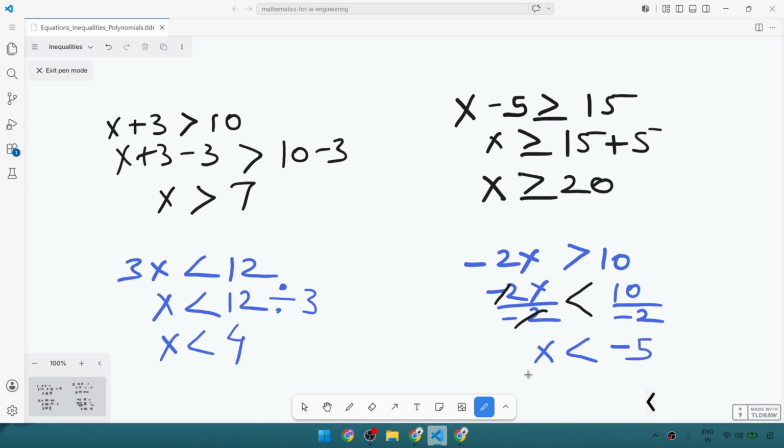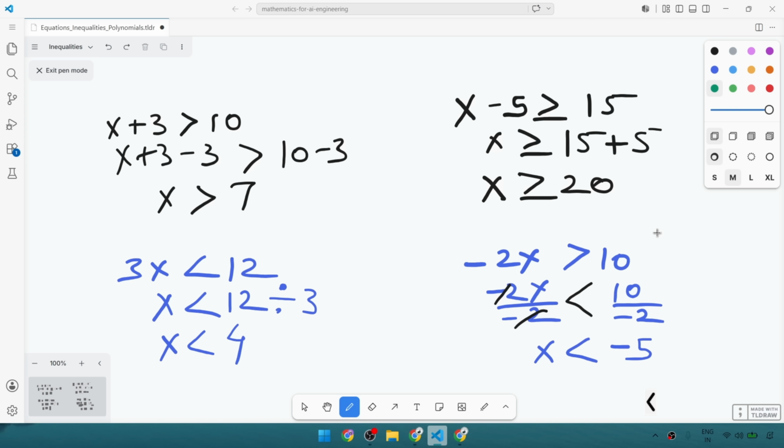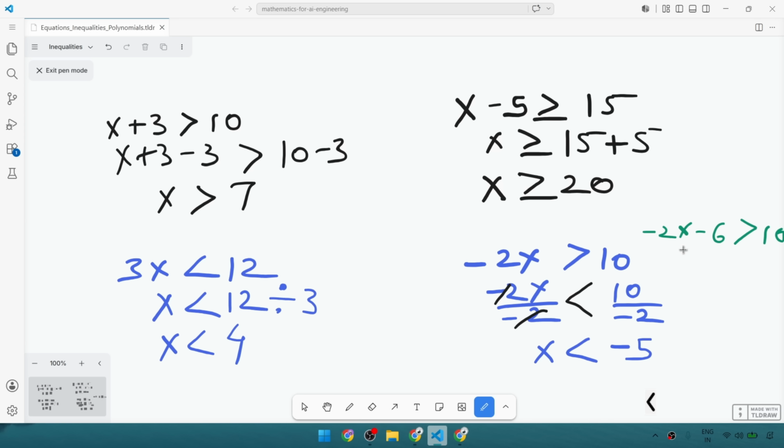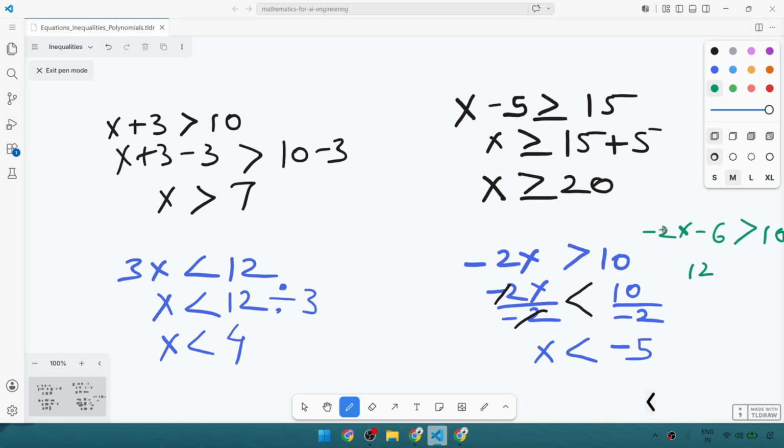So here let's consider the value of x as minus 6. So now what will happen? Minus 2 into minus 6 is greater than 10. If you multiply 2 with 6, we are going to get 12. And this minus minus will be plus only, so you need not put that plus symbol. And then greater than 10. So 12 is greater than 10, right?